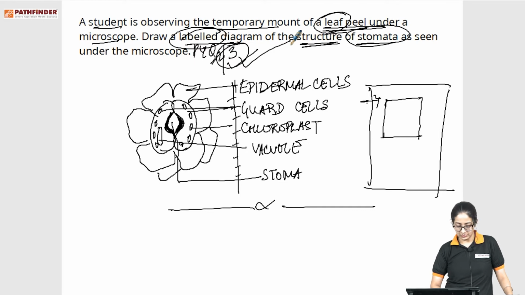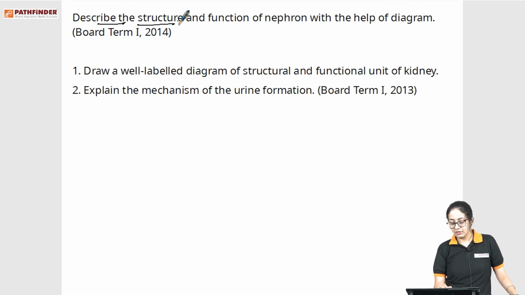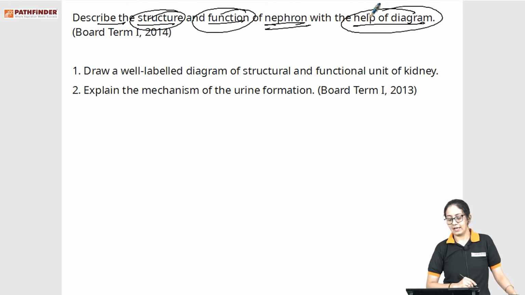We'll move to the next question. Now, this is again a broad question, alright. It is usually given as a 5 marker or a 2 plus 3 marker, alright. Look at the question. Describe the structure and function of nephron with the help of diagram. Clear? Now here are 2 parts to the question. Define the structure, function, and with the help of diagram.